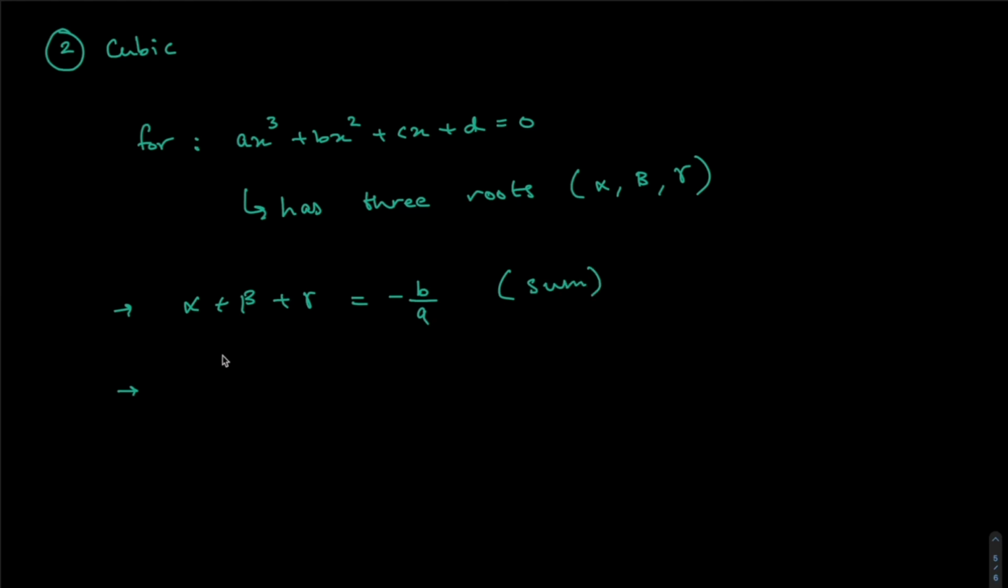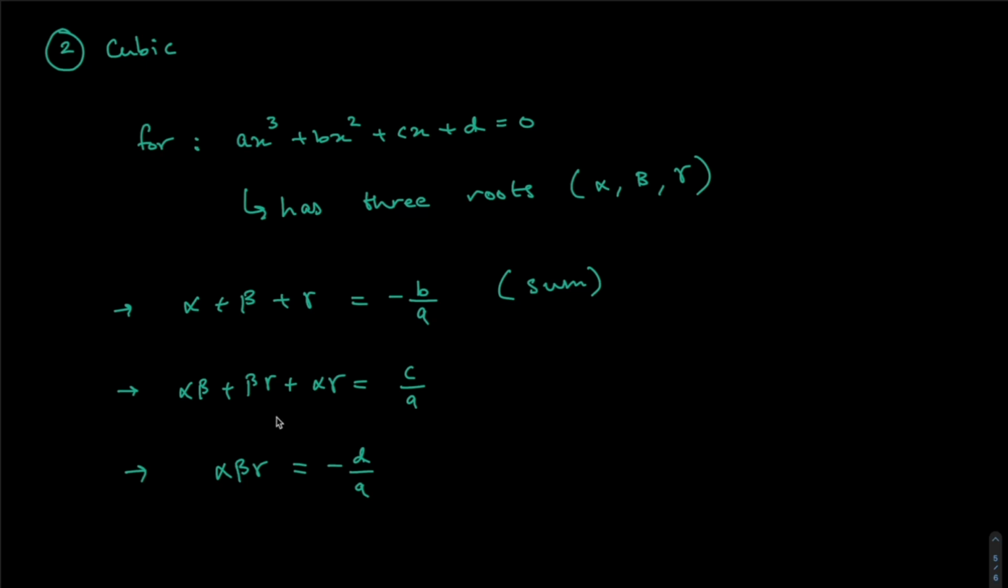Then we have the sum of products. So this is alpha beta plus beta gamma plus alpha gamma is equal to c by a. Now we're multiplying 2 roots at a time here, whereas the previous one was just 1 root at a time. So it gives us c by a. And then we have our final result: alpha, beta, and gamma, all 3 roots being multiplied at the same time, which gives us minus d by a.